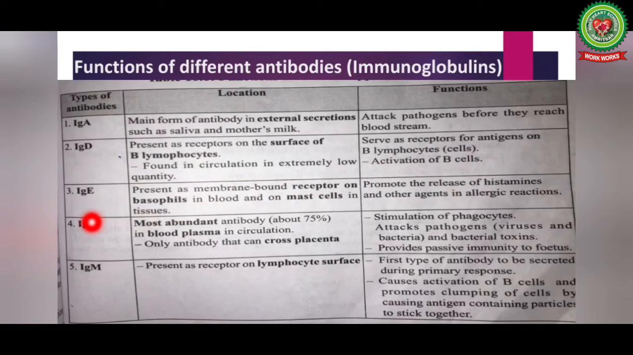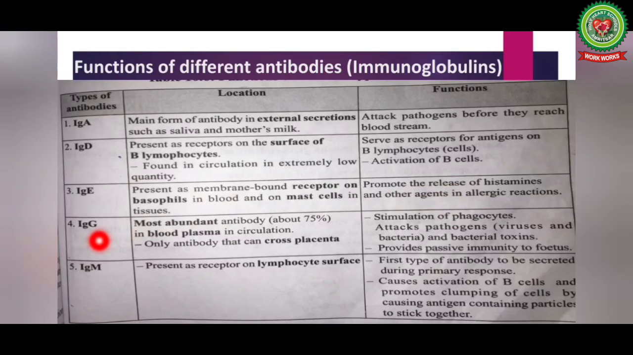Next, IgE, present as a membrane-bound receptor on basophils, that is a type of granulocyte in blood, and on mast cells in tissues. They promote the release of histamines and other agents in allergic reactions.